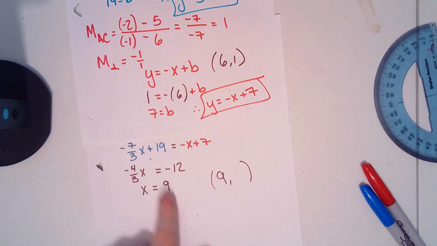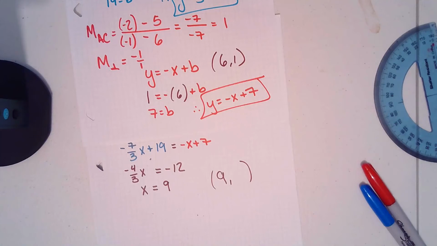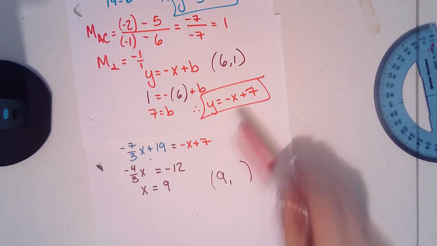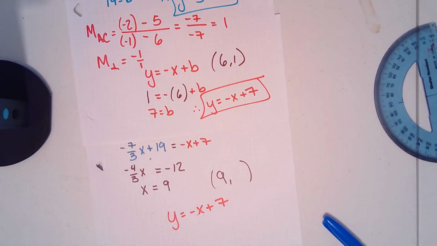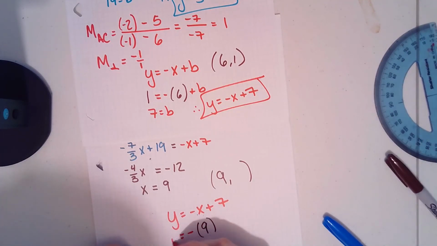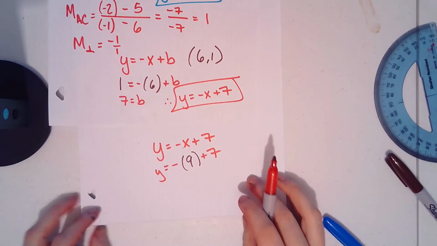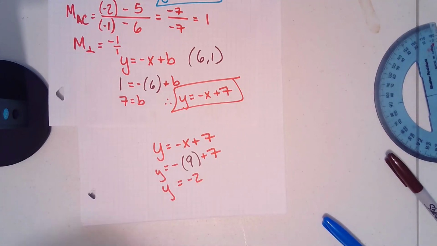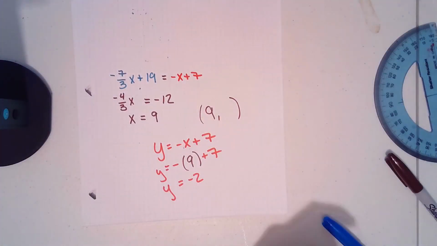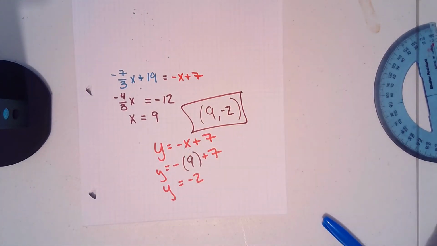I'm going to take that 9 and plug it into one of my equations, either here or here, and find out what y is. So if I take that red equation, which is the one you can see on screen, I can plug in 9 for x, and I can solve for y. When I do this, I get negative 9 plus 7. Negative 9 plus 7 is going to be negative 2. So I get y equals negative 2. So at the coordinate 9 comma minus 2 is where these lines intersect.